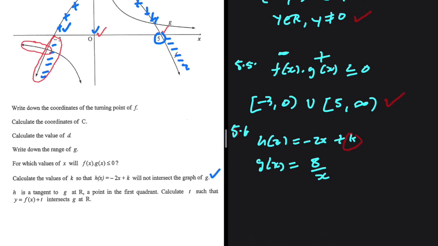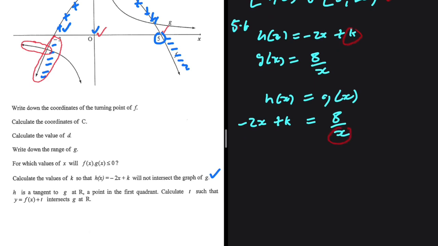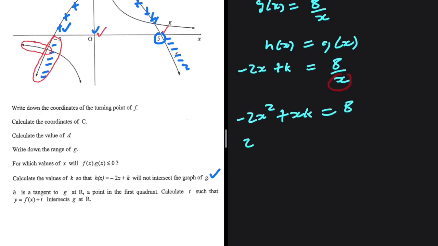You're most likely to start by saying h of x is equal to g of x. If we substitute here, we will get minus 2x plus k being equal to 8 divided by x. Obviously, this x is a disturbance, so let's multiply out by x. If we do that, we get minus 2x squared plus xk being equal to 8. X and x will cancel out, right? Writing this in standard format, we're going to have 2x squared minus xk minus 8 being equal to 0.